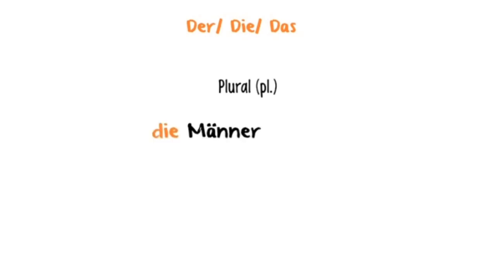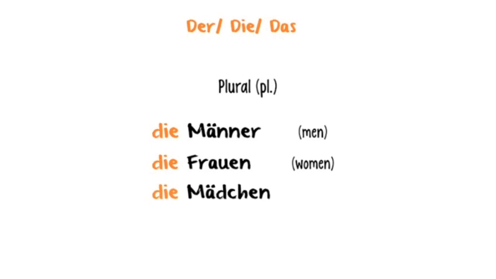Now let's have a look at die in the case of the plural form. In the plural form, we have die Männer, which means men, die Frauen, which means women, and die Mädchen, which means girls. Here you can see that the gender for the plural form is always die. The personal pronoun for that is sie, which means they.